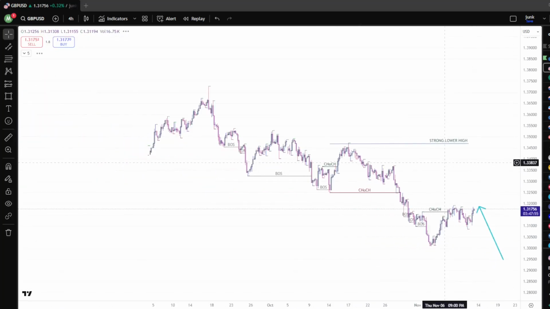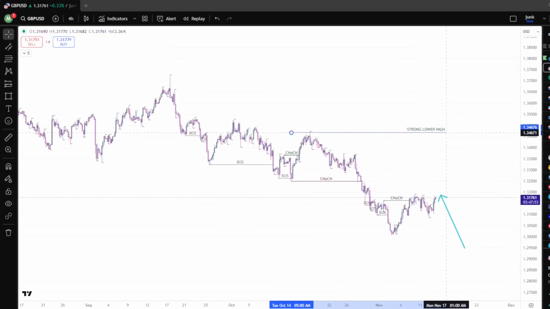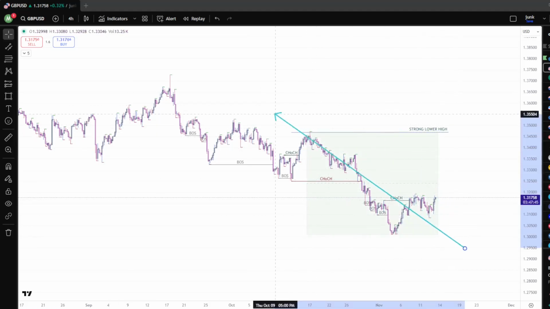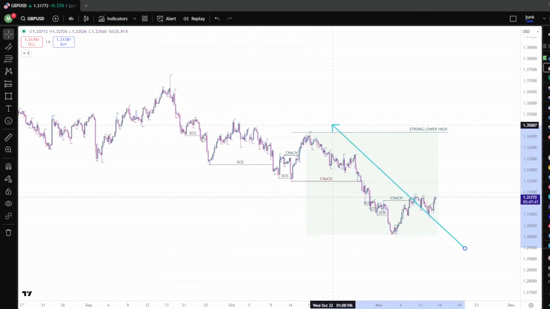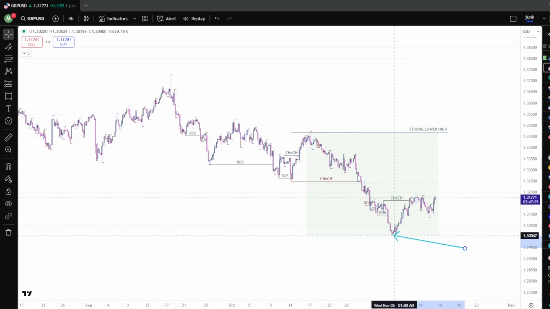GBP USD, let's map out the current range. Of course, that is the lower high. From these highs, lower high, a lower low, lower high, lower low, lower high. Form this last leg, and then buyers step back in, looking like a V-shaped recovery. But right now, as you can see, structure did break to the upside.